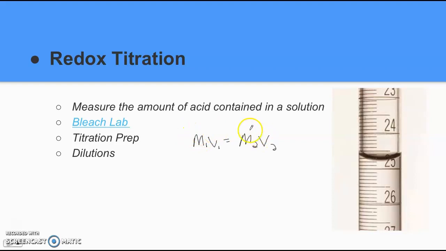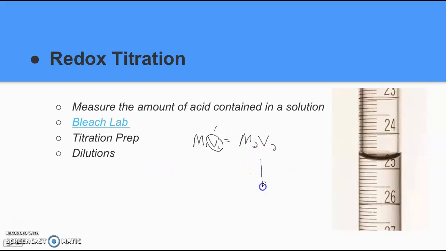That's what it's shipped in. We want to figure out how much of that more concentrated stock solution we need to make some volume of dilute solution. So it's usually V1 that you're looking for in this calculation. And then for the process, the piece of lab equipment that you want to use is called a volumetric flask.